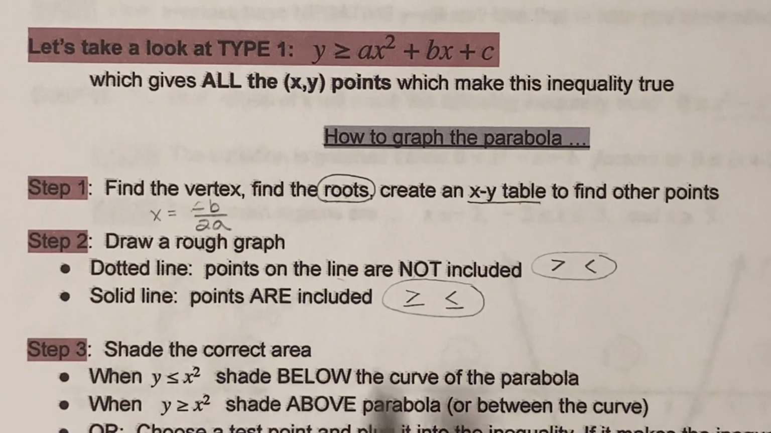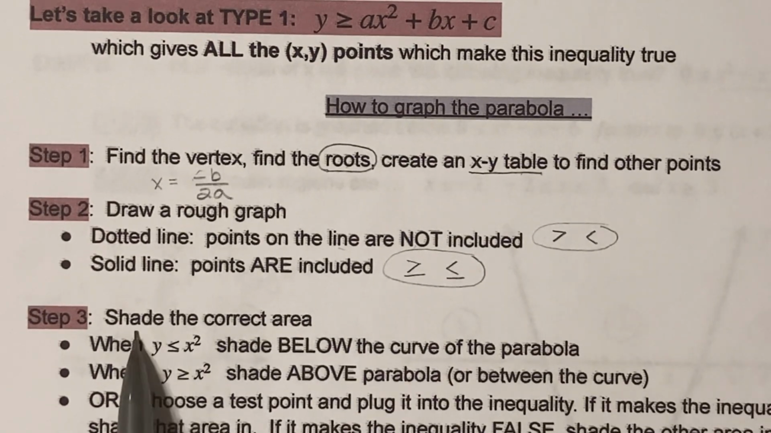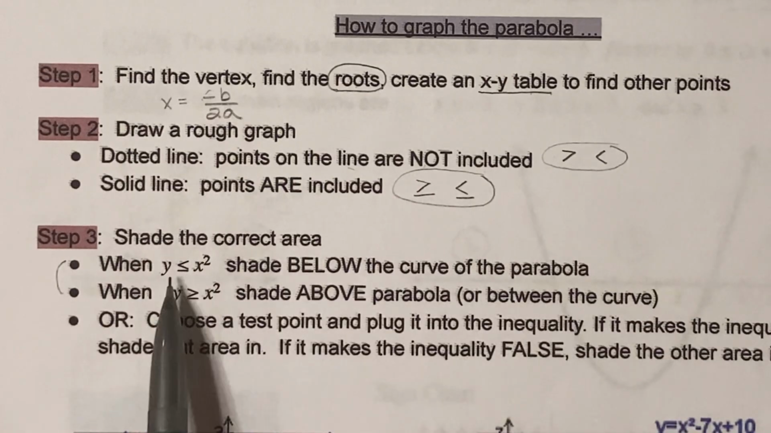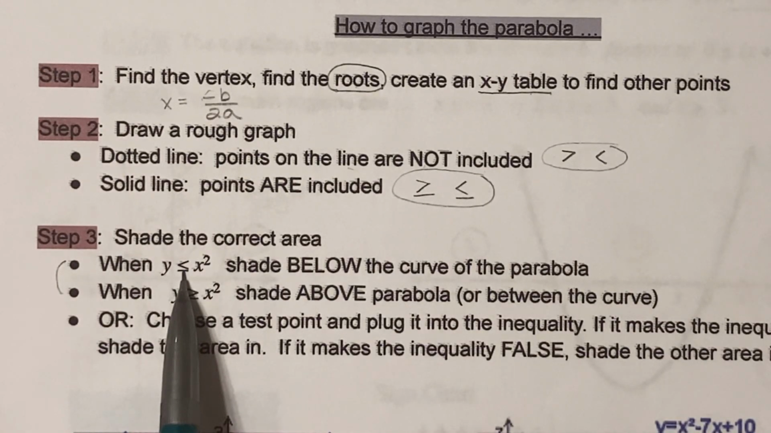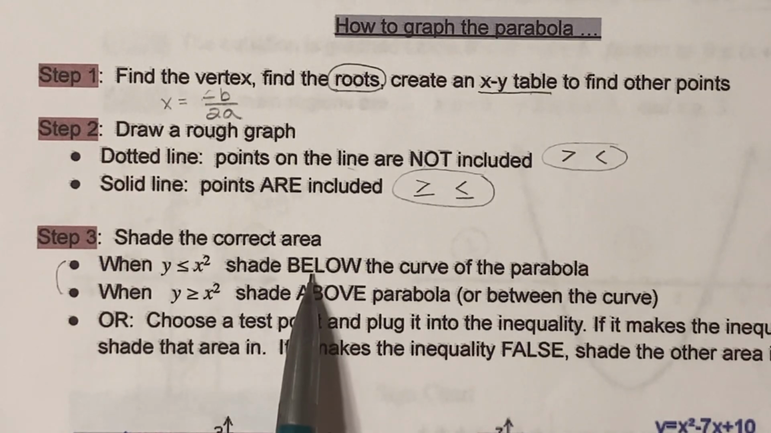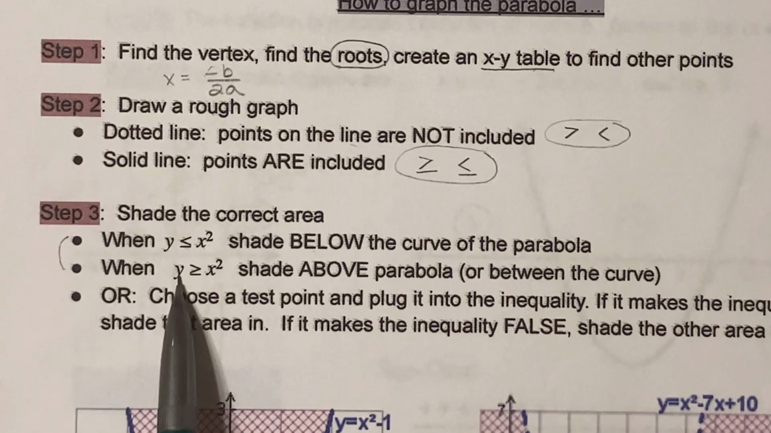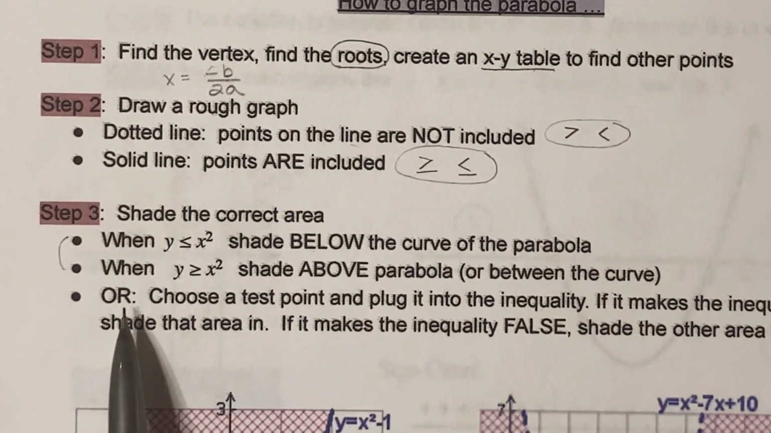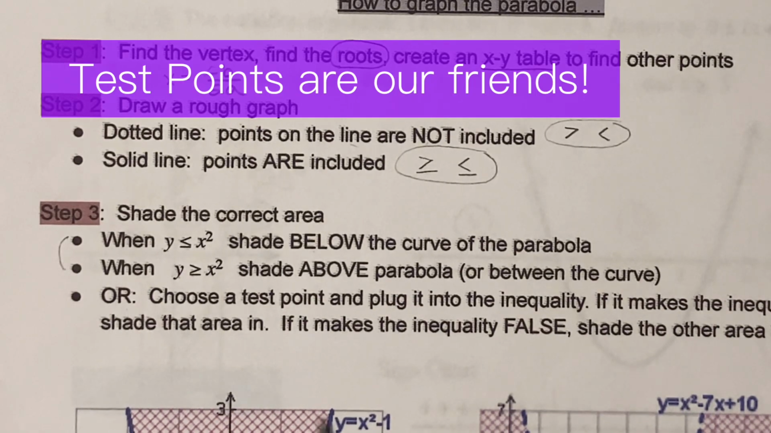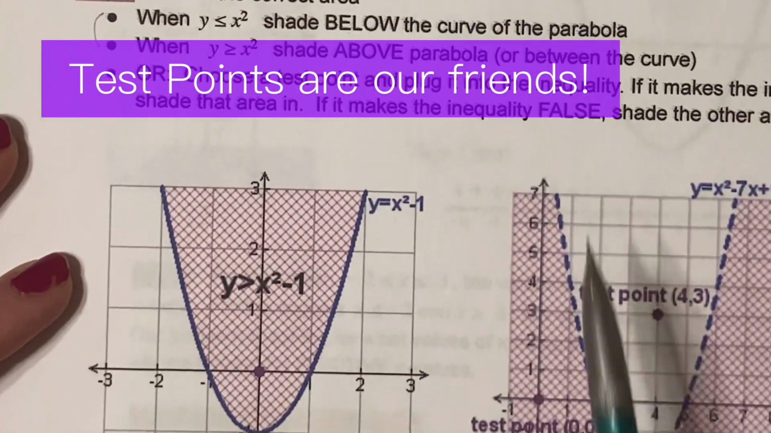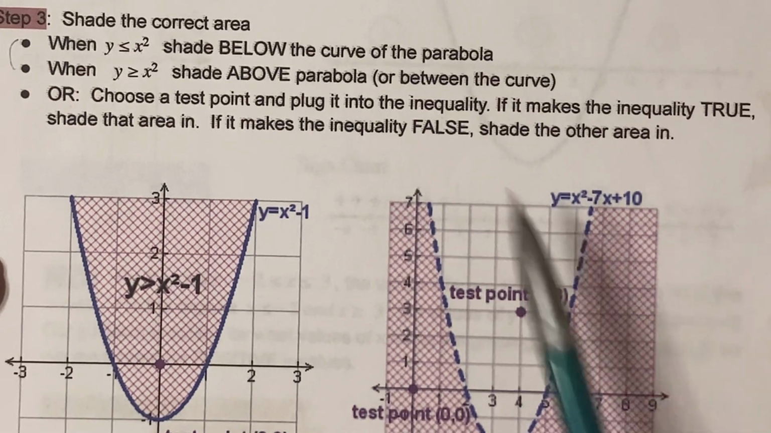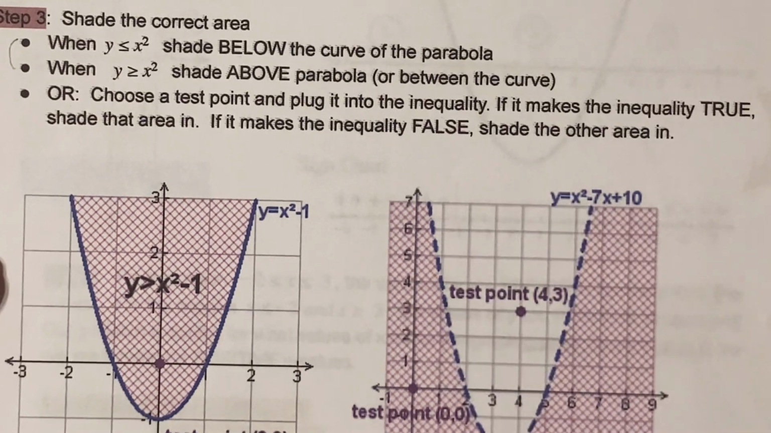But here, step 3 is where our inequality comes into play. We need to shade the correct region. Now you have a choice. When y is less than your parabola, you're going to shade below. When y is greater than your parabola, you're going to shade above. Or your second option is you can just choose a test point. You can choose a test point anywhere on your graph, and then plug it back into your inequality. If it makes your inequality statement true, you would shade that area. If it makes it false, you don't shade that area, you shade the other one.